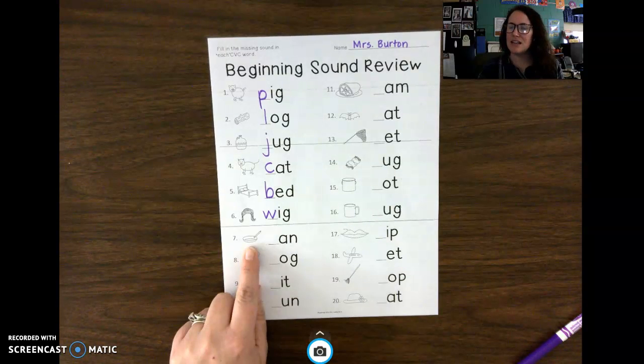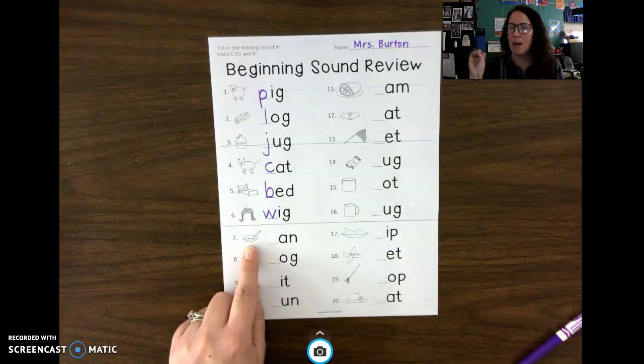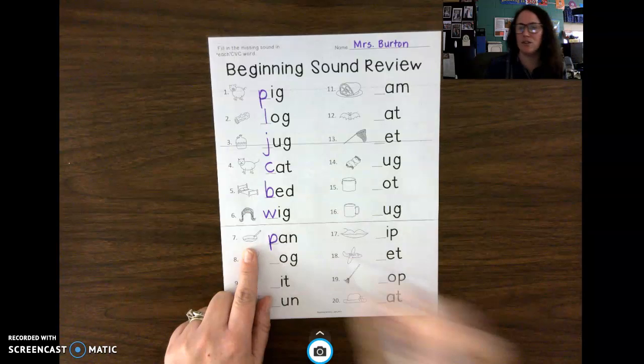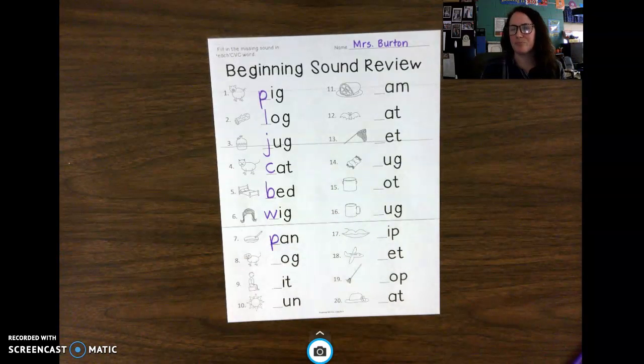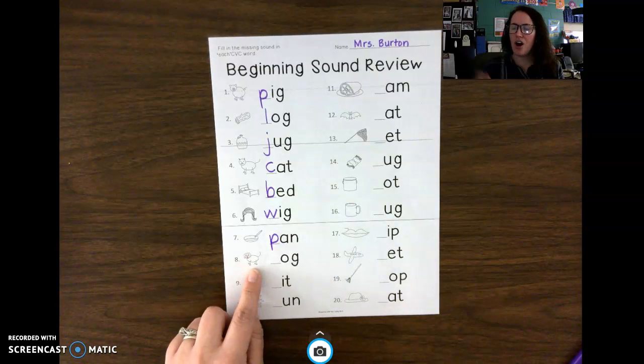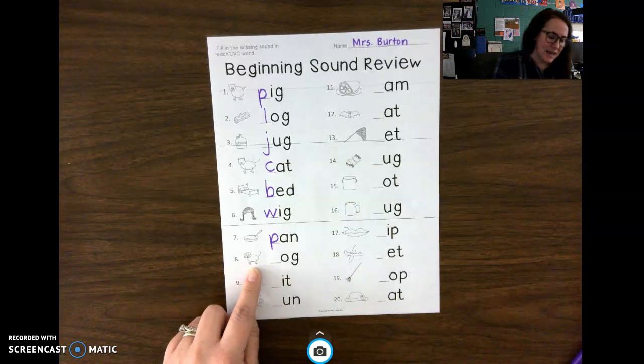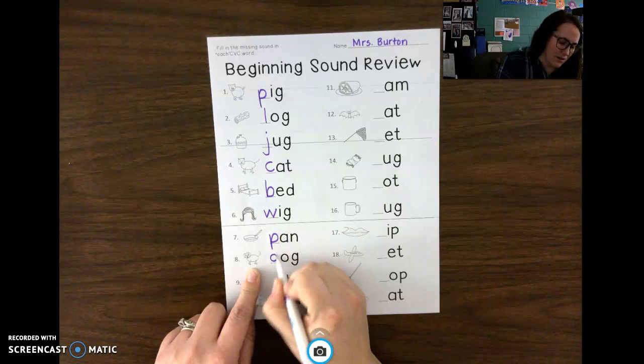Number 7 is a pan. Pan. We had that letter sound before. What letter goes p? P. Down, up, and around for a lowercase p. Let's look at number 8. Dog. Dog. What letter goes d? D. Around, up, and down.